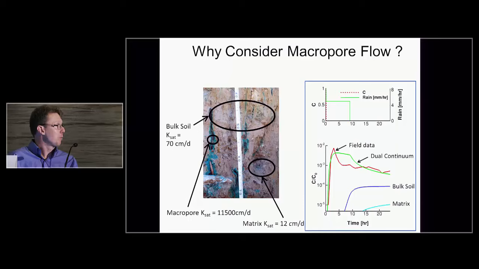So why consider macropore flow? There are different ways to parameterize these hydrologic models. If you're not looking at reactive transport or solute transport in general, oftentimes people will use a bulk soil hydraulic property representation where you take an average permeability that comprises both the macropores and the soil matrix, and that's fine. You can reproduce hydrology, but if you're looking at transport, you really need to explicitly represent the preferential flow pathways, and that's what we did here in this model.